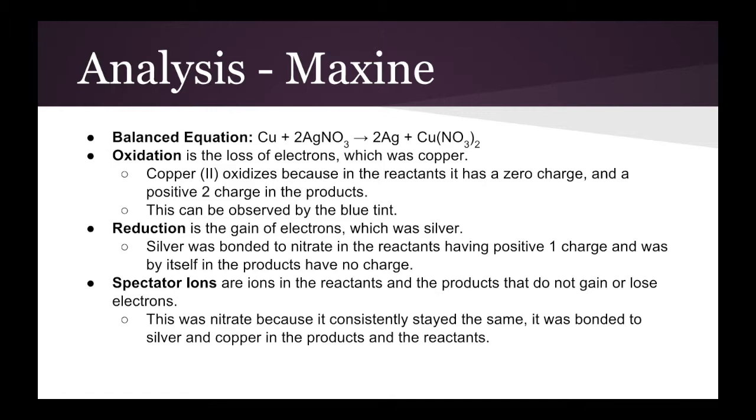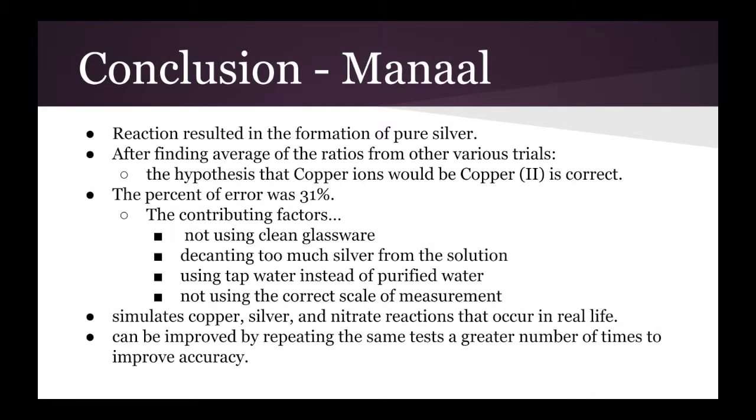Oxidation is the loss of electrons, which was copper in this reaction. Copper oxidizes because it is in the reactants with a 0 charge and has a positive 2 charge in the products. Reduction is the gain of electrons, which was silver. Silver was bonded to nitrate in the reactants having a positive 1 charge and was by itself in the products having no charge. Spectator ions are ions in the reactants and the products that do not gain or lose electrons. This was nitrate because it was consistently the same as it was bonded to silver and copper in the products and the reactants. The reaction ended up creating pure silver.